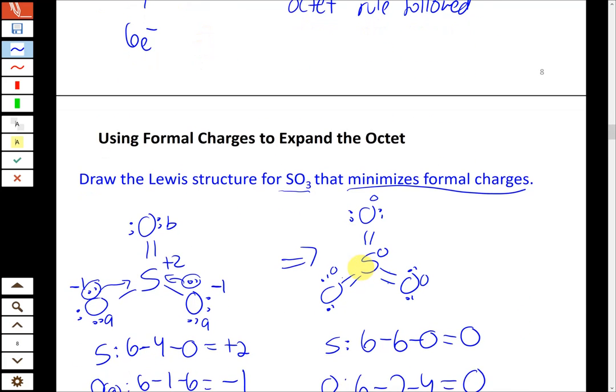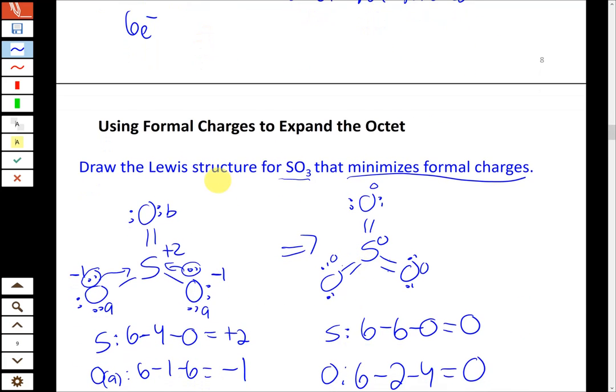Because this structure that we drew does violate the octet rule because our central atom has more than 8 electrons. All right, so it's a situation where it's okay to violate the octet rule, but it still is a violation. All right, any questions on formal charges?